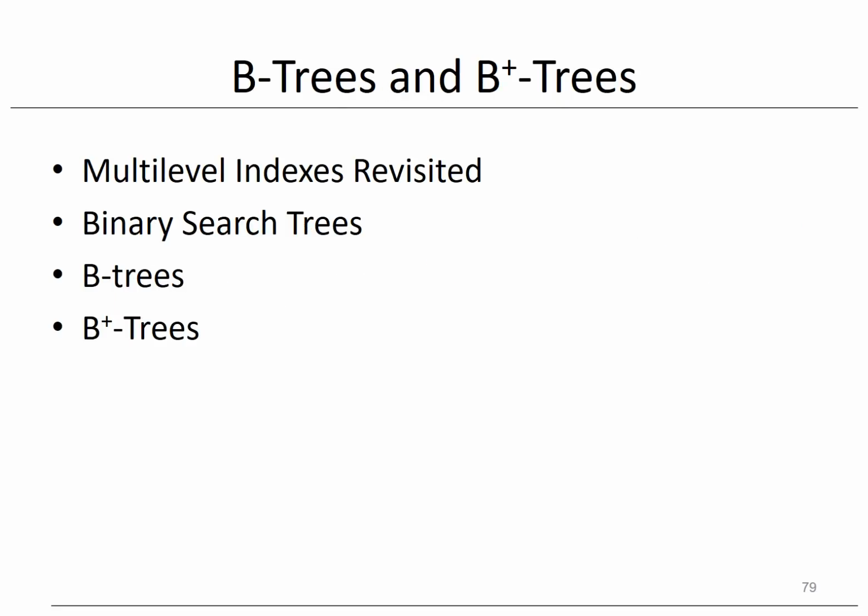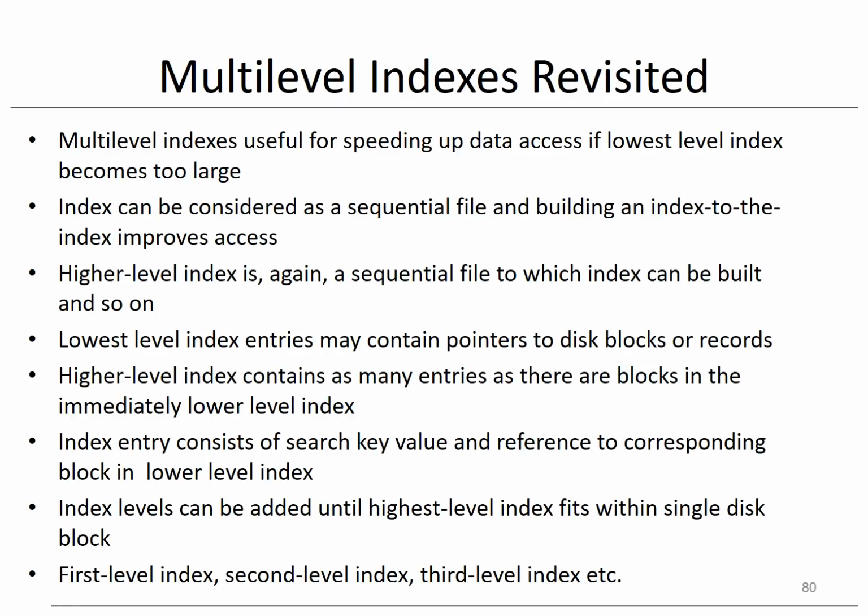B trees and B plus trees are tree-structured index types that are heavily used in many commercial database products. Before discussing them in detail, we position them in the general context of multi-level indexes and search trees. Multi-level indexes are very useful for speeding up data access if the lowest level index itself becomes too large to be searched efficiently.